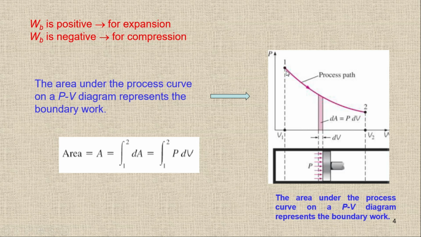So if I check the area under this curve between 1 and 2, I'm just going to take a strip here which is dA, and this will be equal to P times the delta V. So if I have to get the whole area, then I have to integrate this dA. If I integrate, I'll get the integral from 1 to 2 of P dV, and this is basically the moving boundary work. So area on a PV diagram is equal to boundary work.